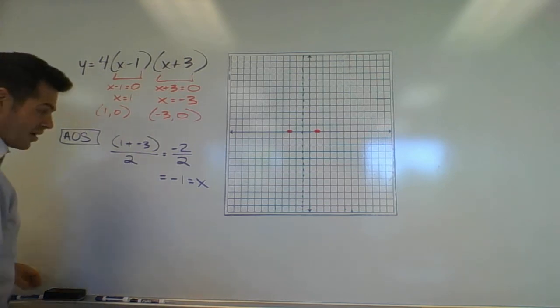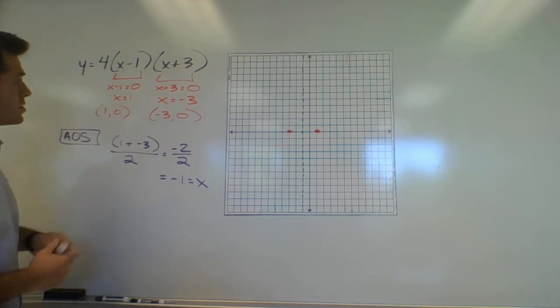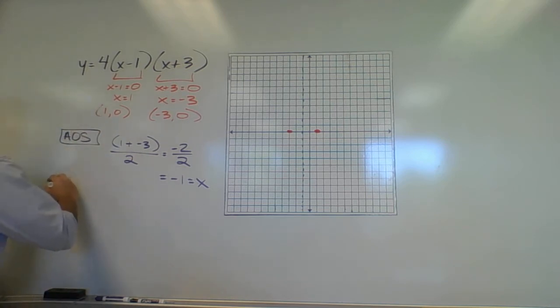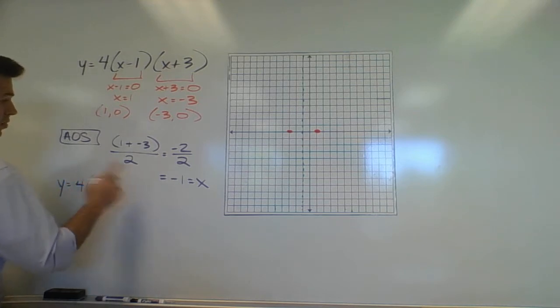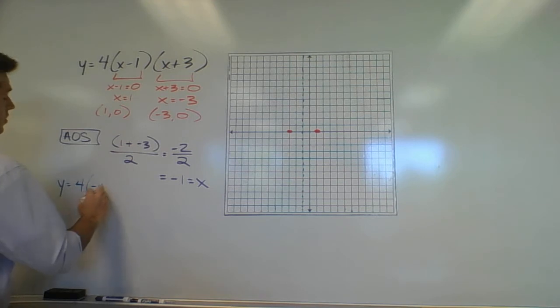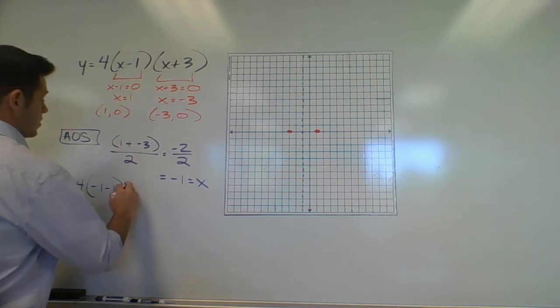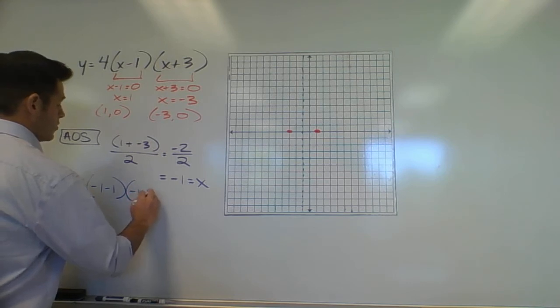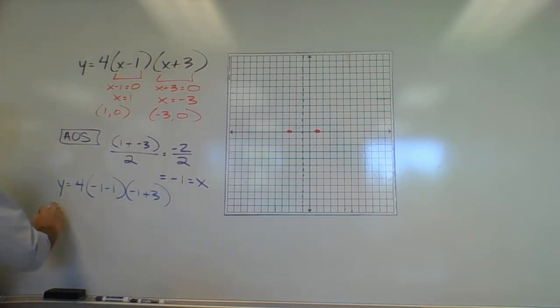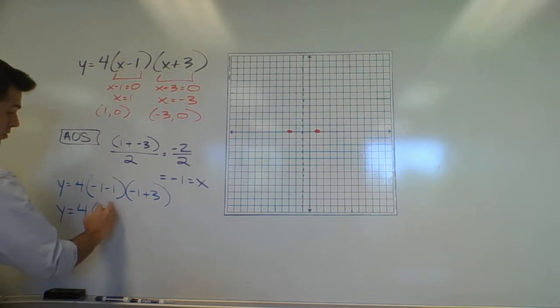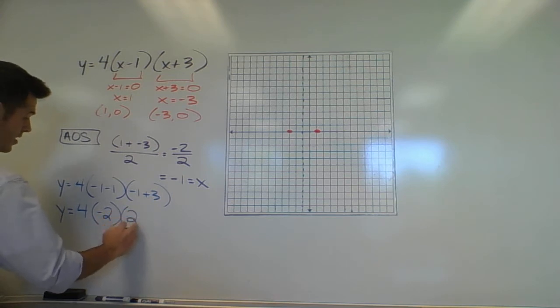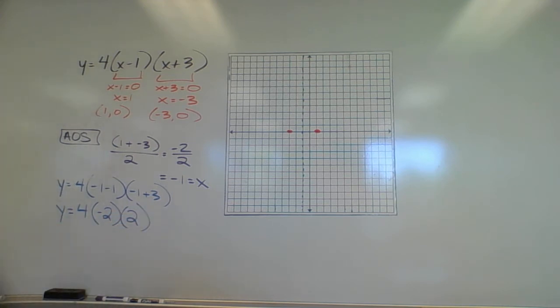I'll take the negative 1 and I'll plug it in to the original function. So we have here y is equal to 4, and I'll plug in my x value, negative 1 for x. Everywhere I see an x, I'll plug in negative 1. Do the math work here. I have 4 out on the outside. Negative 1 minus 1 is negative 2. Negative 1 plus 3 is positive 2. Again, no shame in using a calculator here. 4 times negative 2 is negative 8. Negative 8 times 2 would be negative 16.